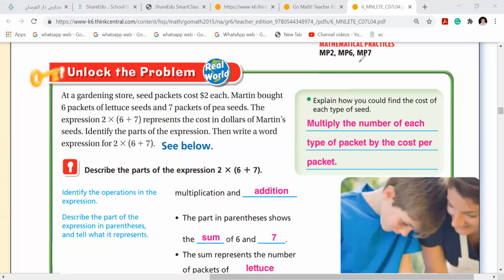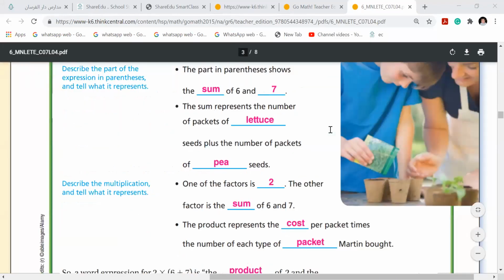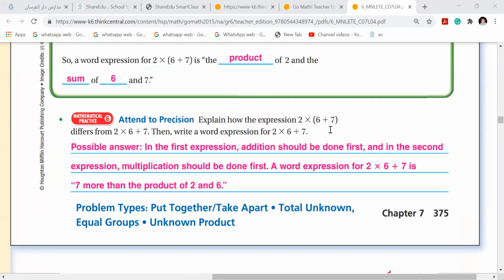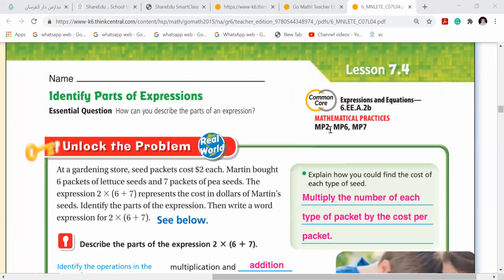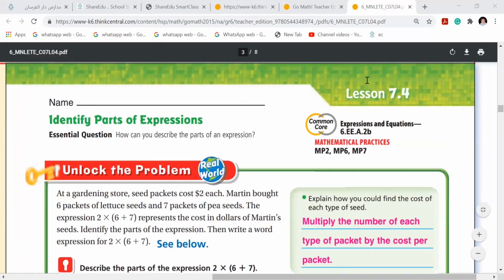Grade 6 girls, please turn to page number 375. Please turn to page 375. We will start with lesson 7.4, identify parts of expression.